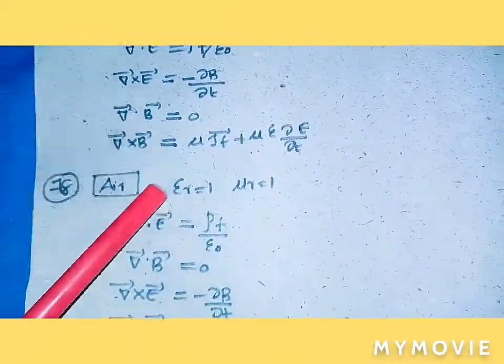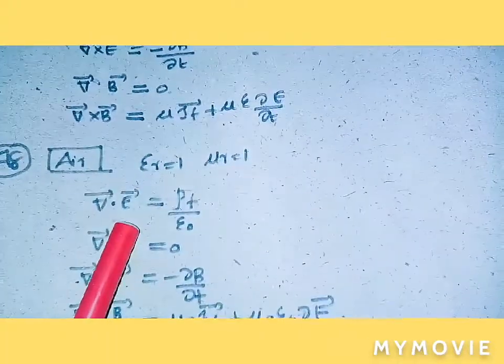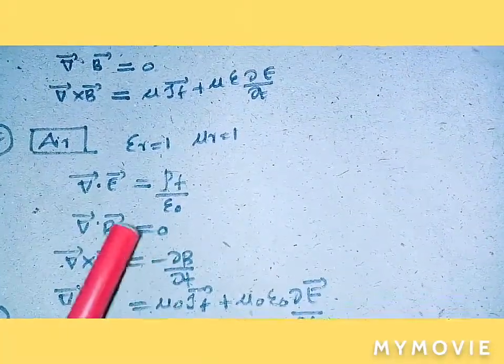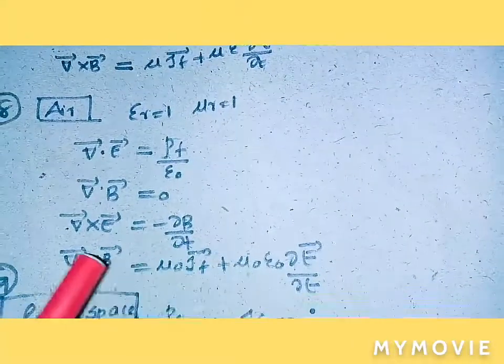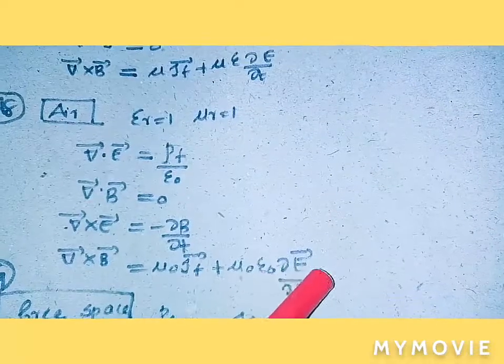For air, we know that the relative permittivity and permeability are 1. So del bar dot E bar is equal to rho F by epsilon naught. Del bar dot B bar is equal to 0. Del bar cross E bar is equal to minus dou B by dou T. Del bar cross B bar is equal to mu 0 JF bar plus mu 0 epsilon 0 dou E bar by dou T.